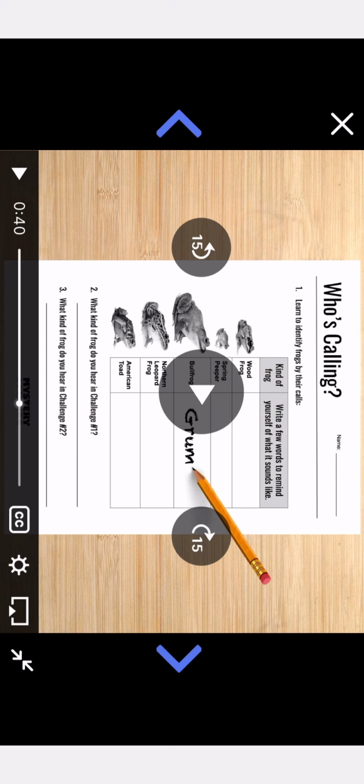And so you're going to write these types of frogs on the side of your paper. So the first one is a wood frog. So write down wood frog. The second one is a spring peeper. Spring peeper, P-E-E-P-E-R. The third one is bullfrog, B-U-L-L-F-R-O-G.